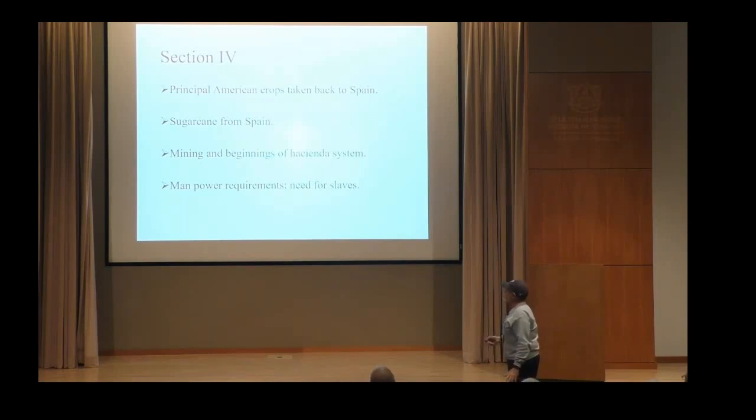We'll begin with looking at some of the crops taken to Spain that became significant worldwide, and going to sugarcane from Spain that, remember, was brought in by the Arabs all the way from New Guinea. We'll get into that. Mining and the hacienda system, and then of course the need for slaves. We'll be dealing with part of that next time. But today, if we get through, we'll see, because there are plants and there are animals that we have to deal with.